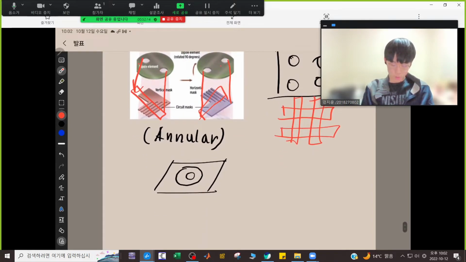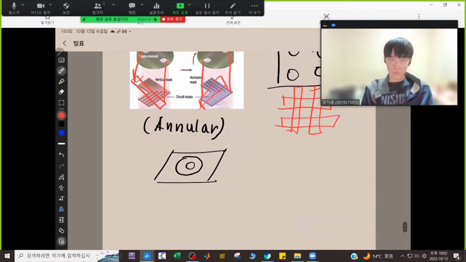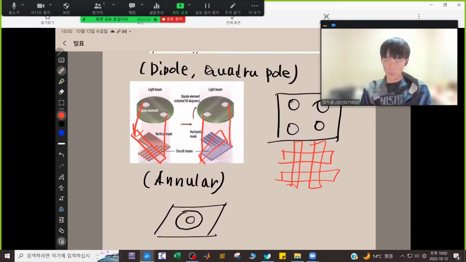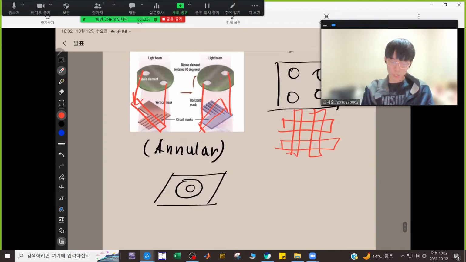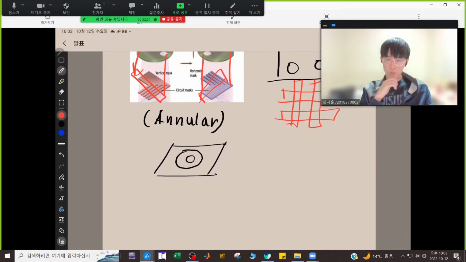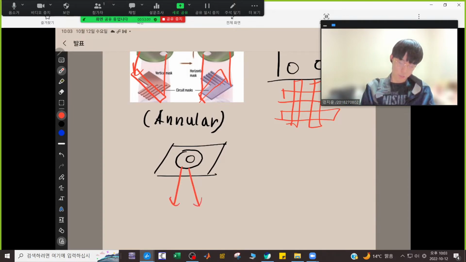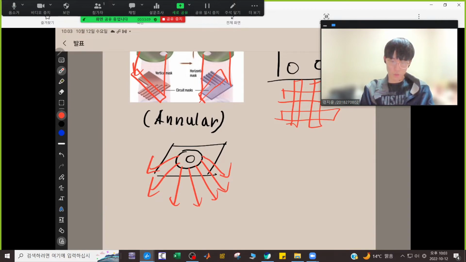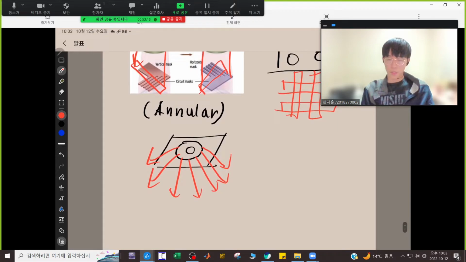And this annular aperture has less resolution than other types, but this one can be used with all types of mask because the exposed light has all directions, so we can use all types of mask.